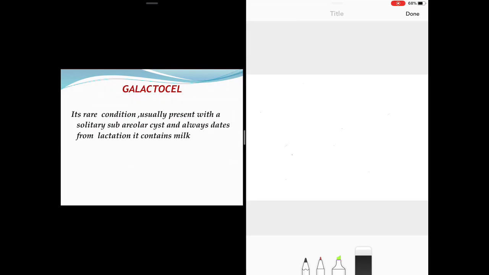Galactocele. What is a galactocele? Galacto means milk, and cele means cyst. So a galactocele is a milk cyst. It is a rare condition, usually presenting with a solitary subareolar cyst, and it always dates from lactation. It contains milk.